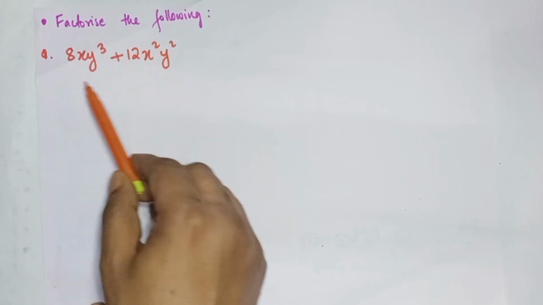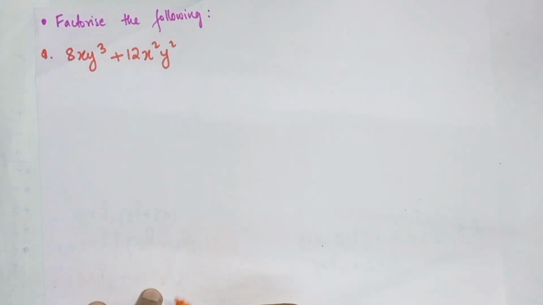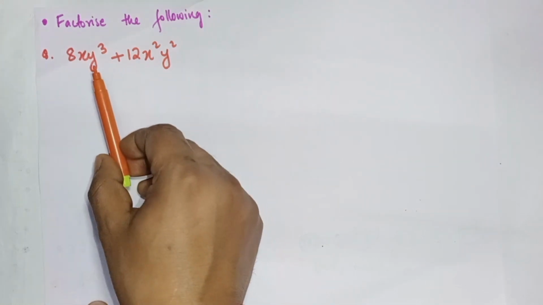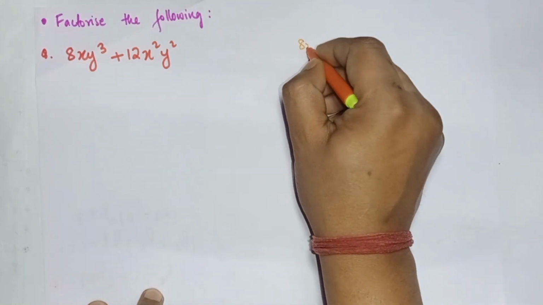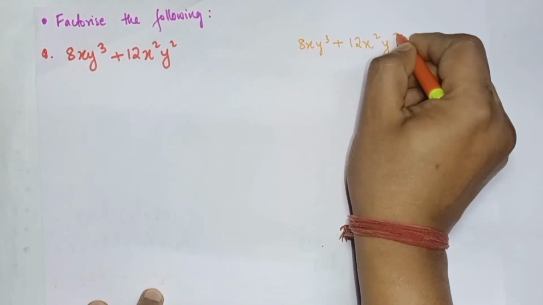This is not that important, but the application of this is very important in our other sums in trinomials, which is very important. So I'll show you in a different way. Just write in rough 8xy cube plus 12x square y square.